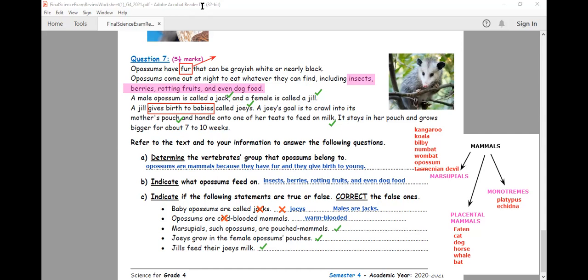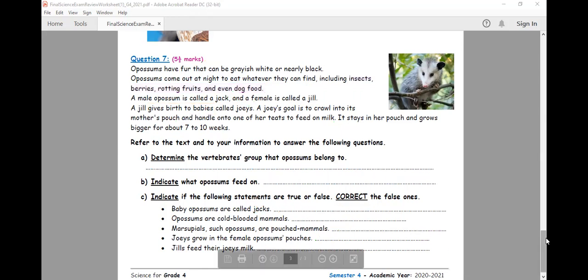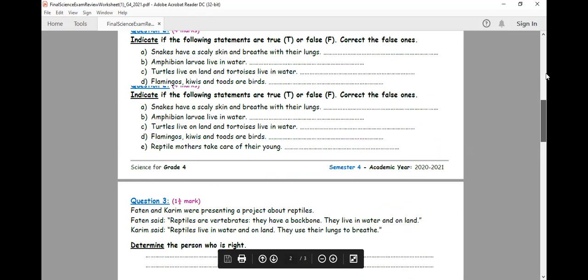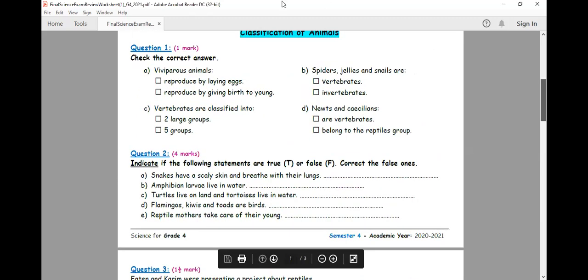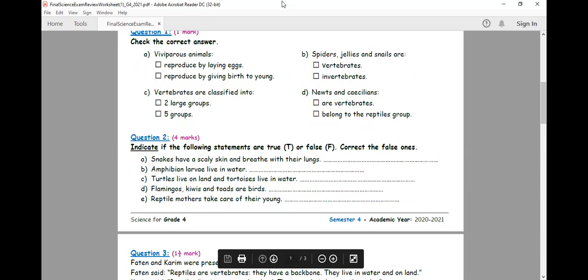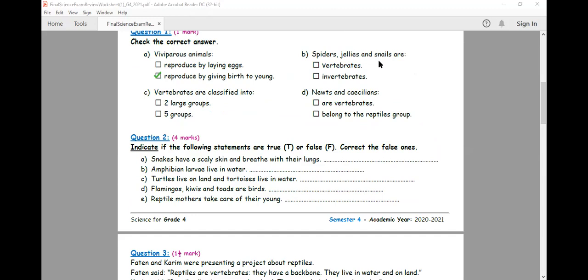For the ones who are in class, I'll go quickly over the first questions. I explained this in a separate video, you can find it on Padlet, but I'll go over it now to make sure you watched it. Viviparous animals reproduce by giving birth to young. Oviparous animals reproduce by eggs. Spiders, jellies and snails, we can smash all of them, so they are all invertebrates.